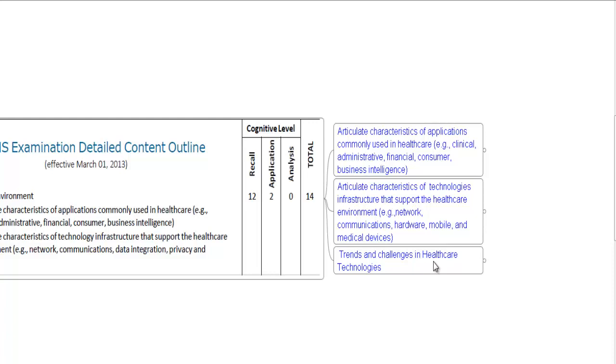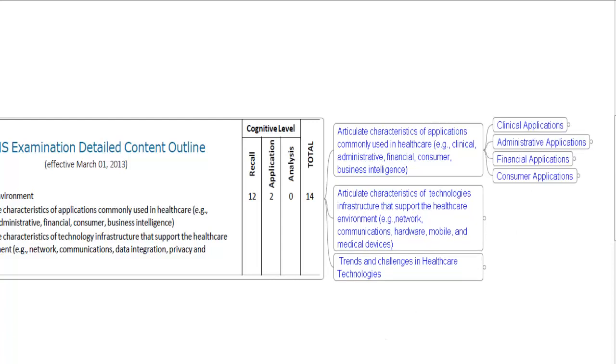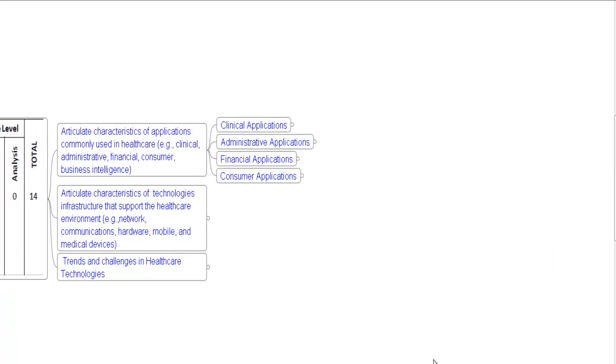Let's explore the first topic: articulate characteristics of applications commonly used in healthcare, for example, clinical, administrative, financial, consumer, business intelligence. Here is the list of applications commonly used in healthcare: clinical applications, administrative applications, financial applications, and consumer applications. Let's explore each application a little deeper.